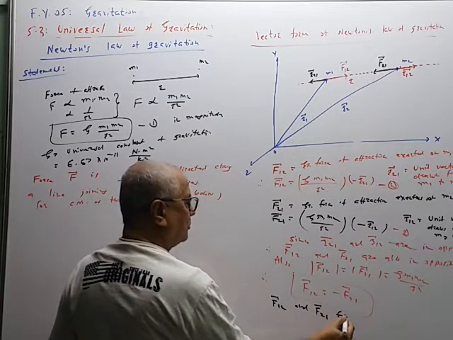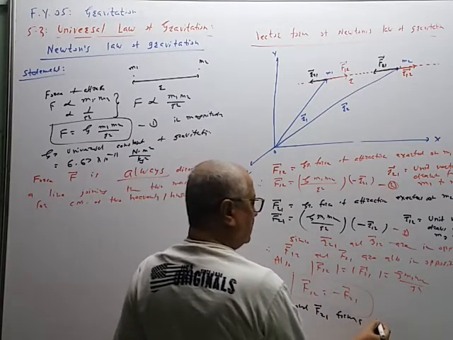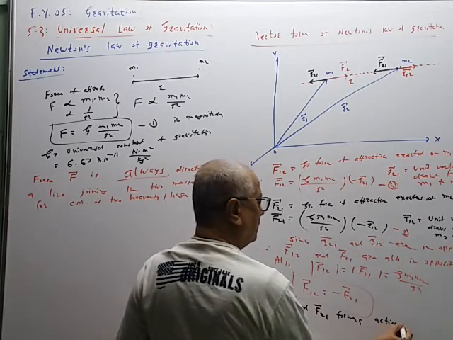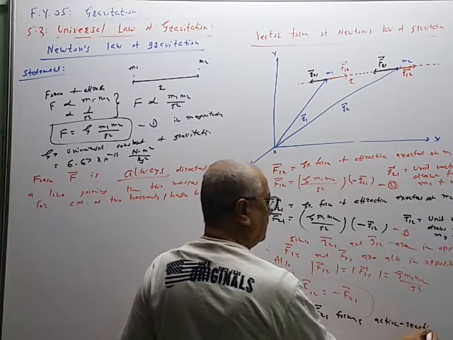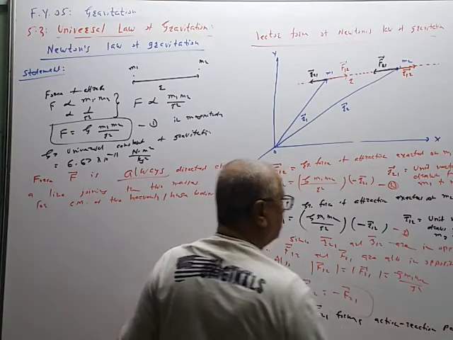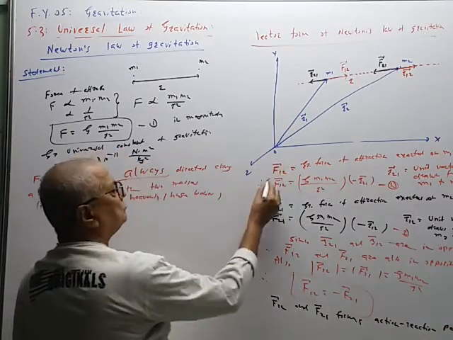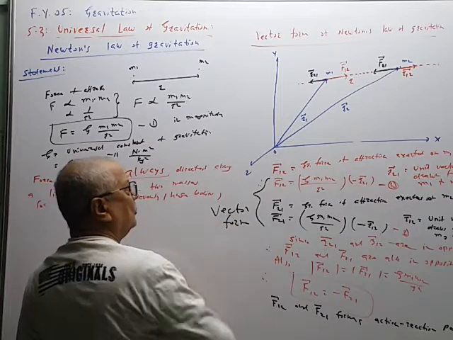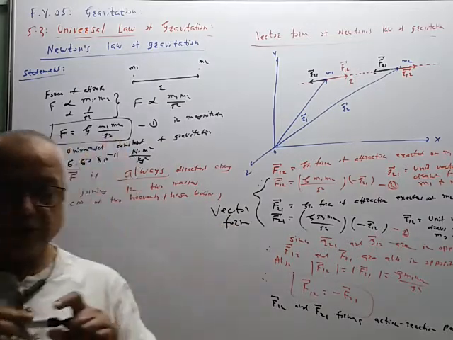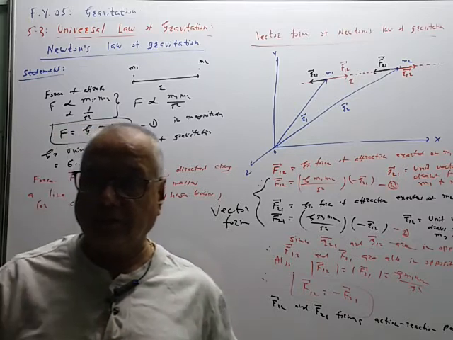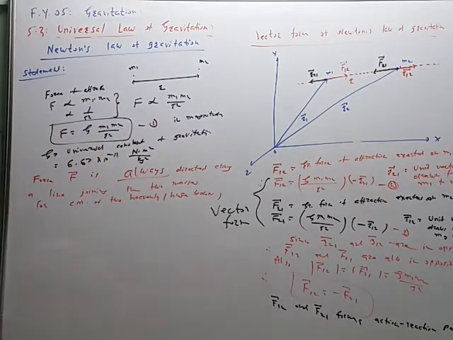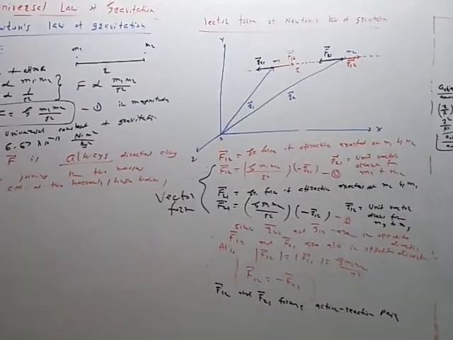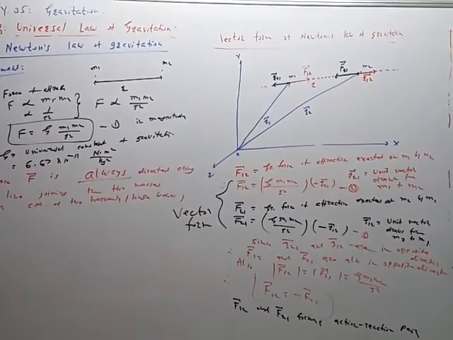F12 and F21 form an action reaction pair. Action reaction pair. So these equations give the vector form of Newton's law of gravitation, like this. Now, here we are considering only two bodies of masses m1 and m2. But now, if we consider a system of a number of bodies, then what is the change?